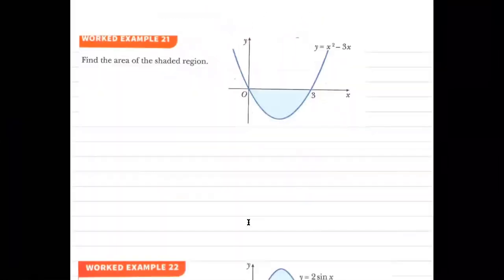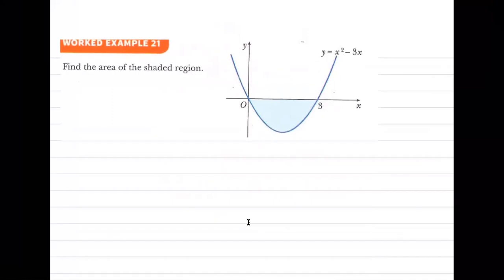Okay, let's try this one now. Now, what do you observe over here? You observe that the shaded area is below the x-axis. Okay, so I'm going to show you the working that if I integrate the function x square minus 3x from 0 to 3, technically I'm going to get a negative answer.